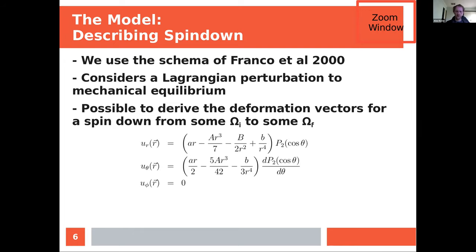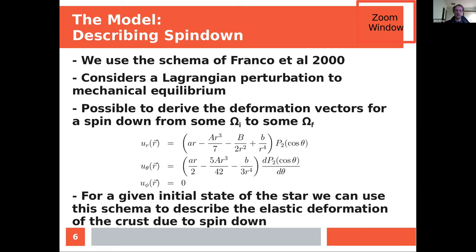And for those unfamiliar with deformation mechanics, if you have an initial infinitesimal volume element dV initially at position r, then under spin down, it will be moved from r to r plus u. And here's how u is defined in their schema. Capital A and capital B are defined by the boundary conditions, and P2 is just the second Legendre polynomial. So what this means is that if we know the initial state of the star, we can describe its entire elastic evolution through spin down through its entire life.